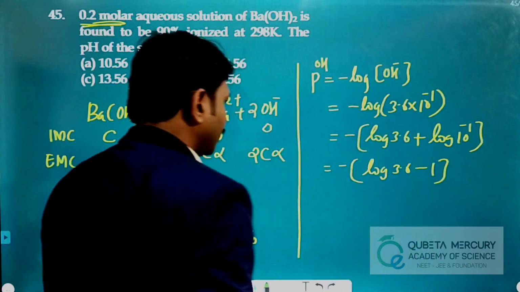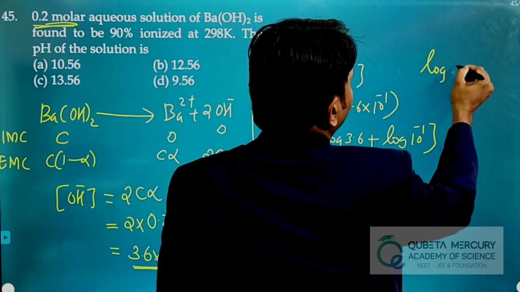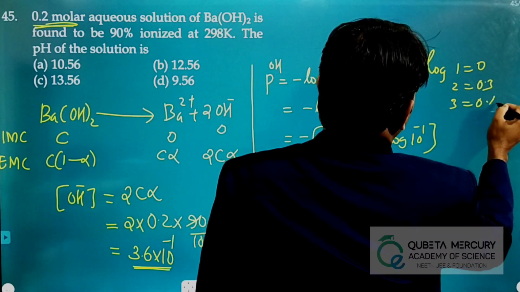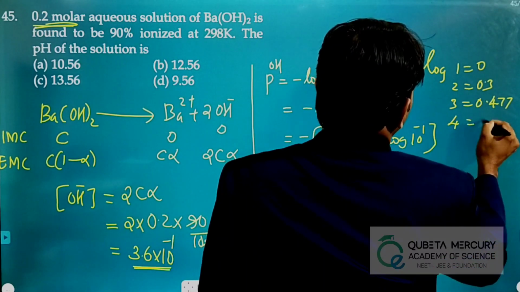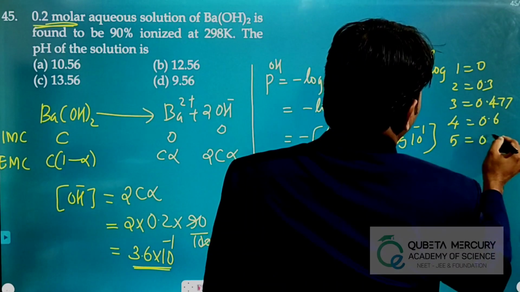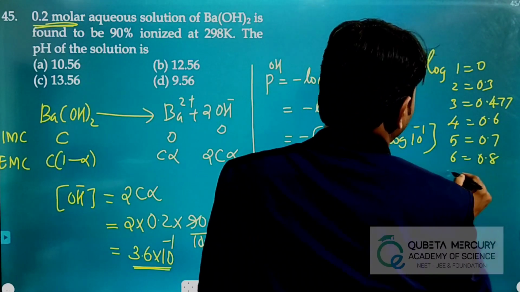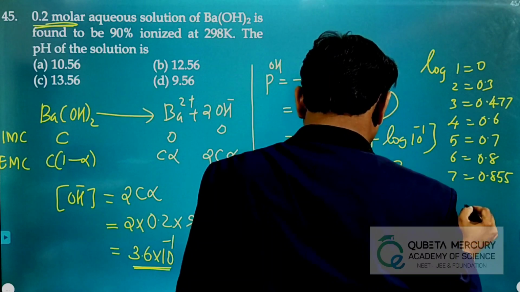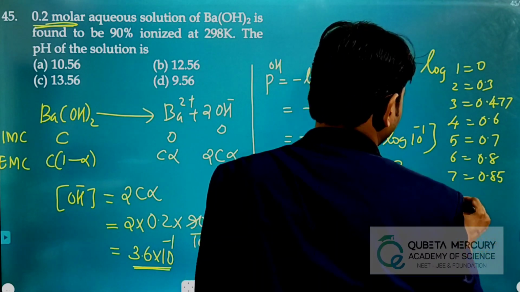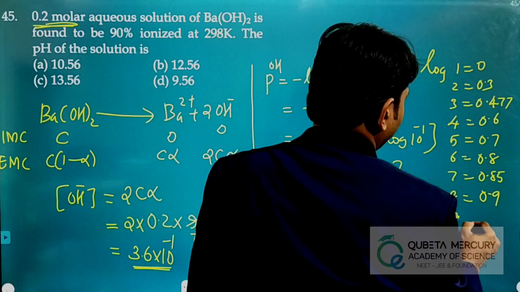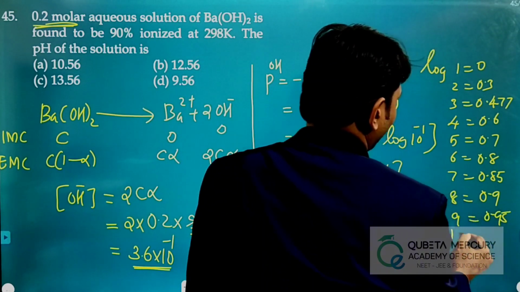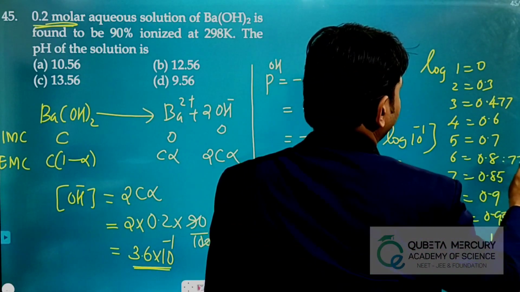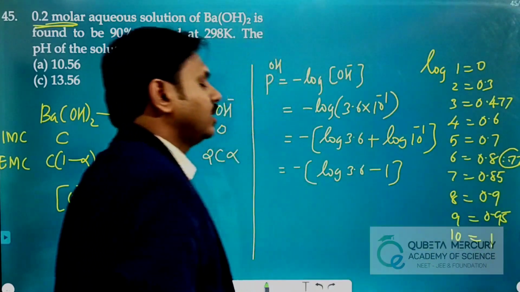What is log 3.6? Do you know the values of log? Log 1 equals 0, log 2 equals 0.3, log 3 equals 0.477, log 4 equals 0.6, log 5 equals 0.7, log 6 equals 0.8, log 7 equals 0.85, log 8 equals 0.9, log 9 equals 0.95, log 10 equals 1. These are not exact values, they are rounded, for example 0.77 is rounded to 0.8.